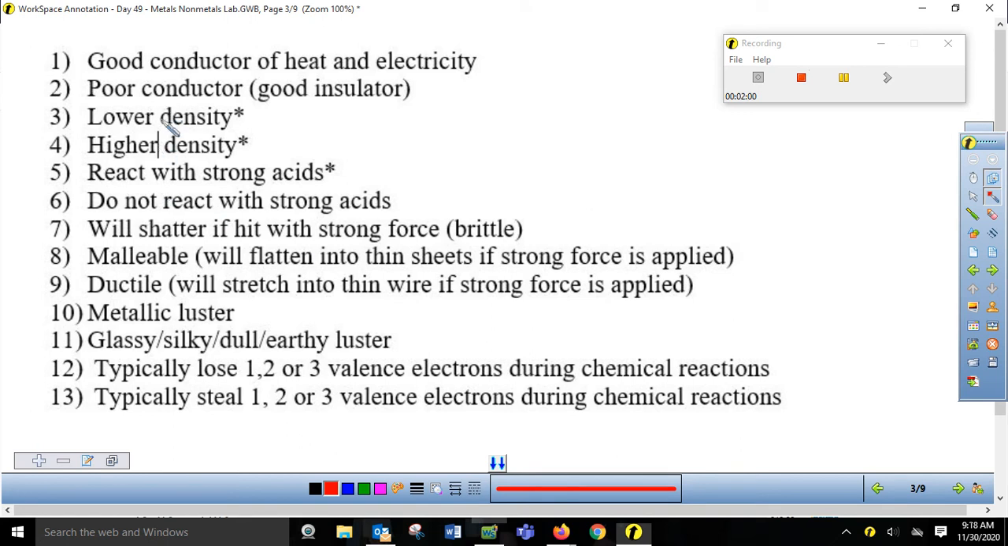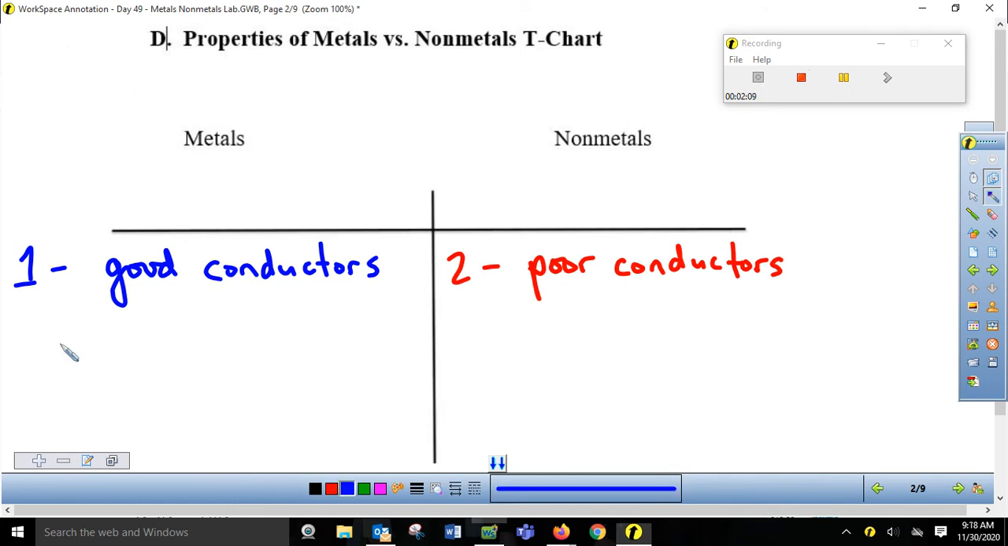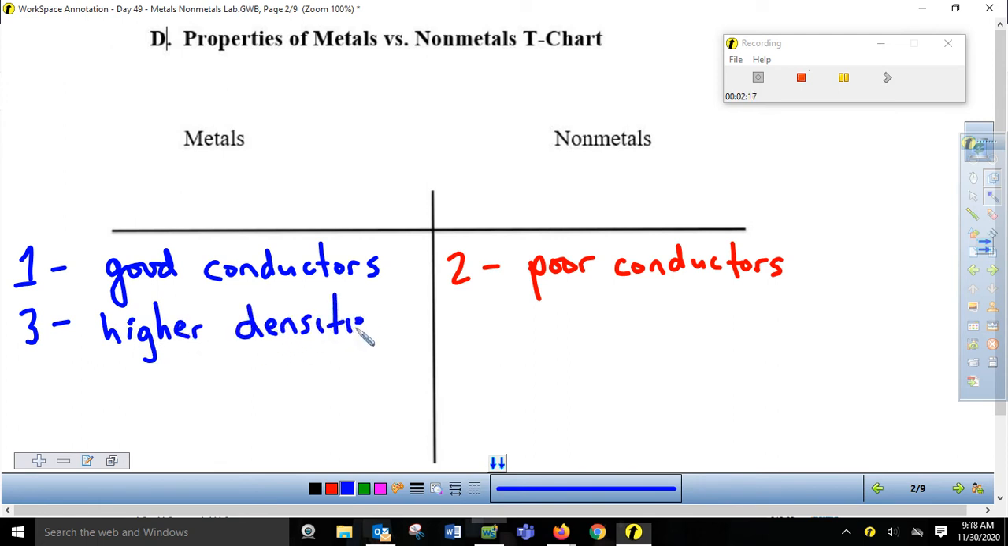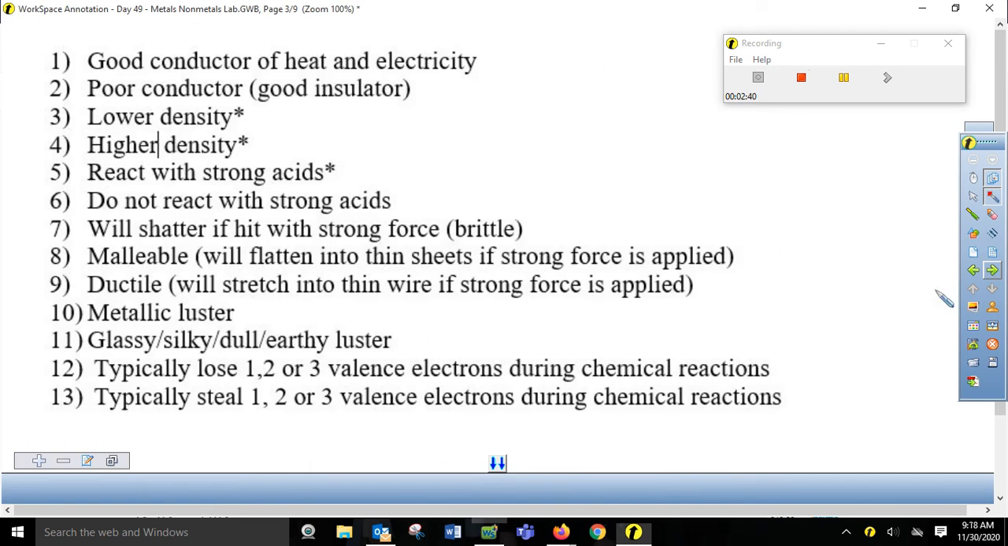Alright, so lower density, higher density. I put a little asterisk here. This is just a general thing, and the general thing is that metals tend to have higher densities. Not true for all, but in general, metals will have a higher density than nonmetals. But like sodium metal, we saw floats in that demo. Sodium will float on water, so sodium's a metal. So like I said, these are not always true, but generally speaking, they are. Nonmetals typically will have lower density values.